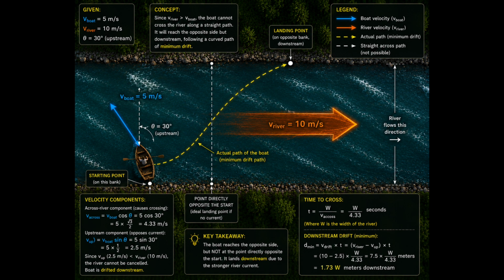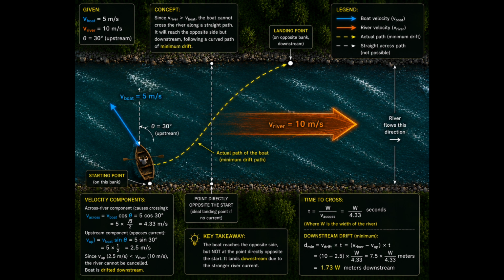The time required to cross the river is T equals river width divided by across river velocity. So, T equals W divided by 4.33 seconds. During this time, the river keeps dragging the boat downstream. The minimum downstream drift becomes d_min equals river drift velocity multiplied by crossing time.